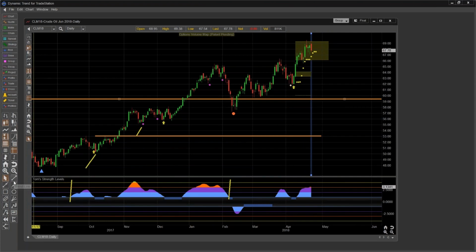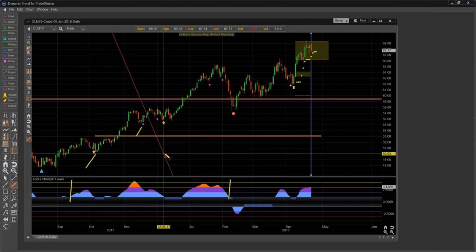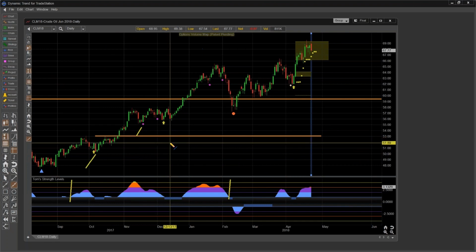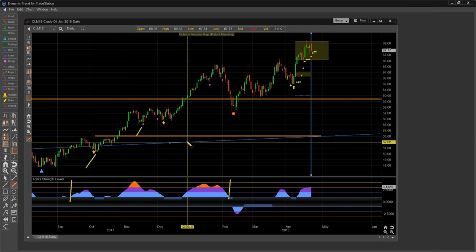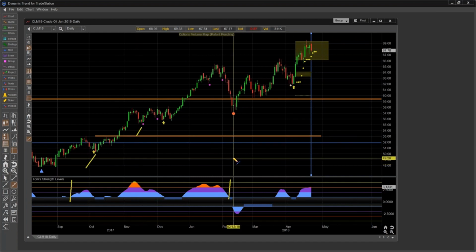You can also draw ray lines that extend to the right, or this one will extend both to the right and left, and you can make it vertical. If you want to make it horizontal, you hold the control button down for the second point, and that makes it horizontal all the way through. Hope that answers that.